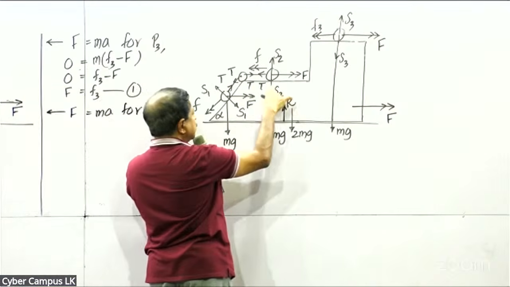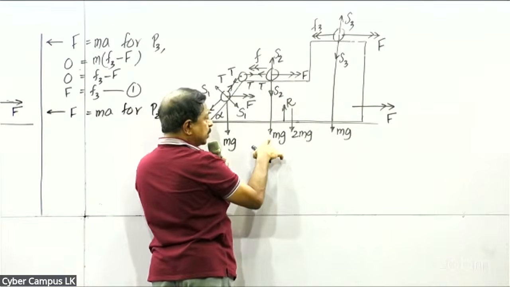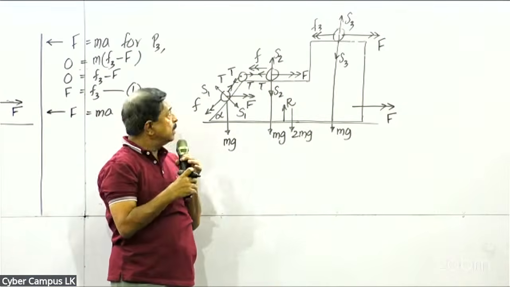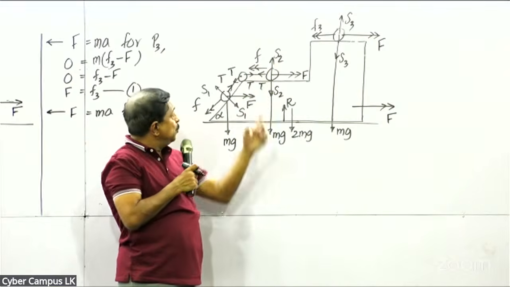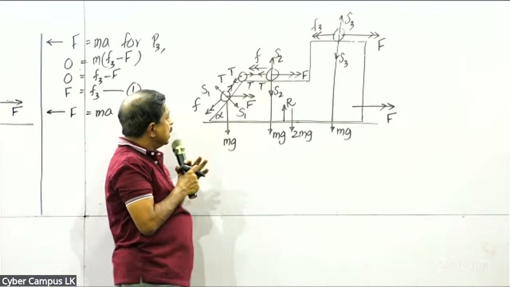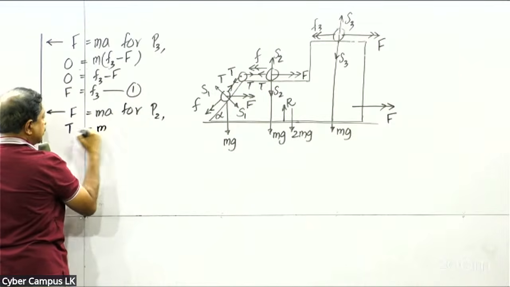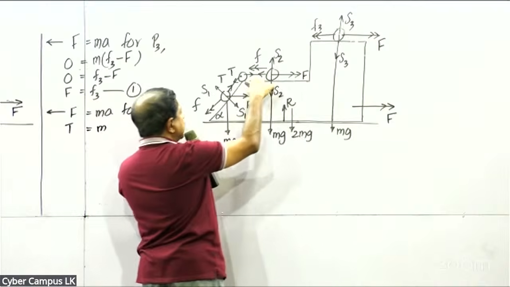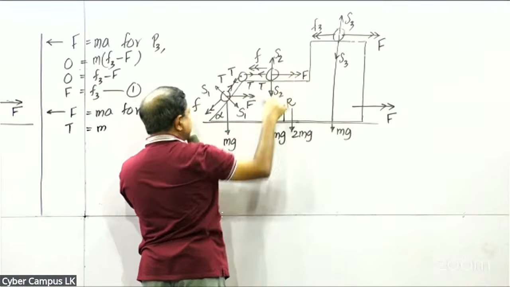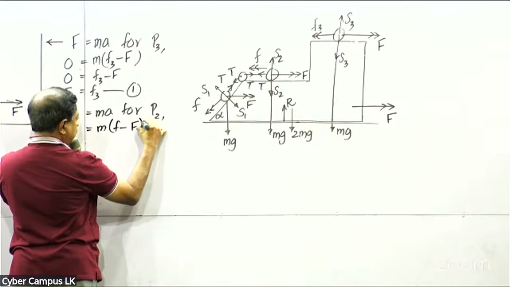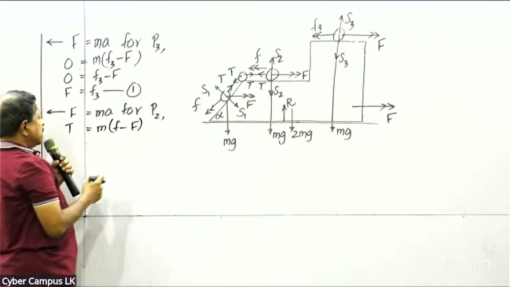Now, what are the forces? This weight is not involved if you apply the equation horizontally. The reaction is not getting involved, but this tension will be there, T. It is in this way, m times the acceleration, simple F minus capital F. We can leave it like that.